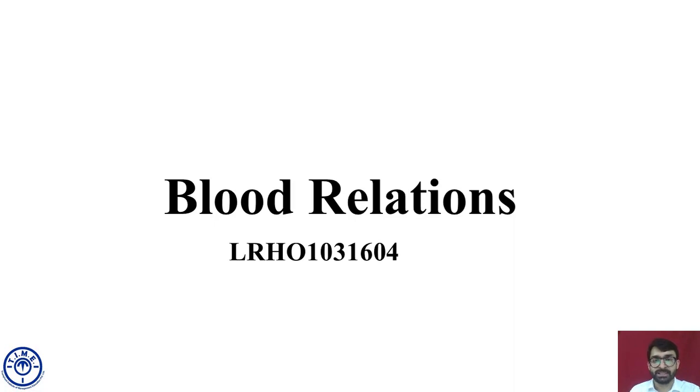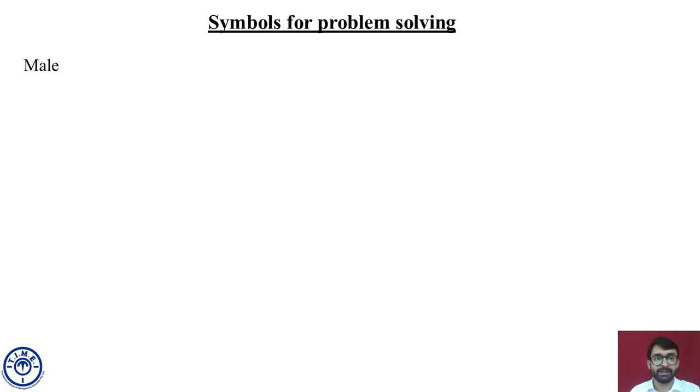In blood relation questions, we have to draw a family tree or family diagram. For doing that, we need to understand the basic mechanism behind these questions. And to draw those diagrams, we need to use some sort of symbols. Symbols for problem solving. For example, how do I represent a male?